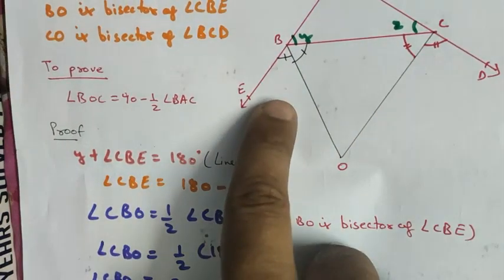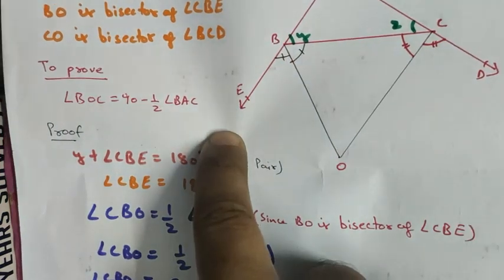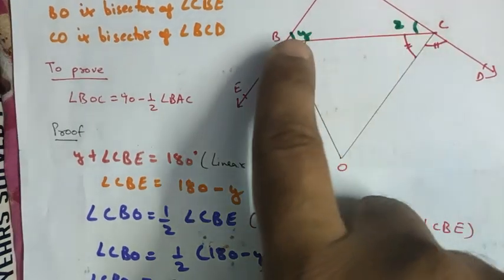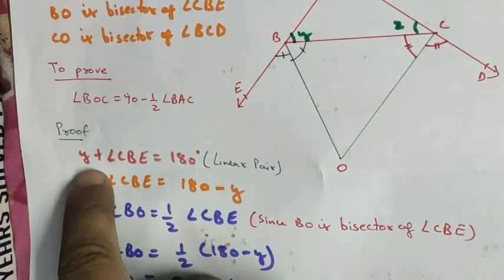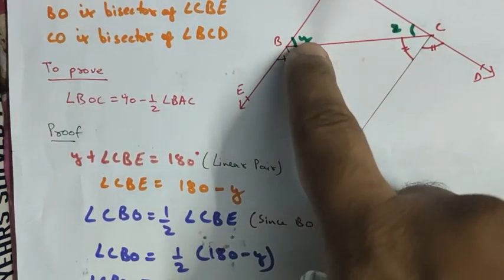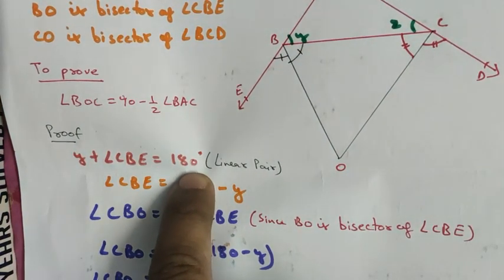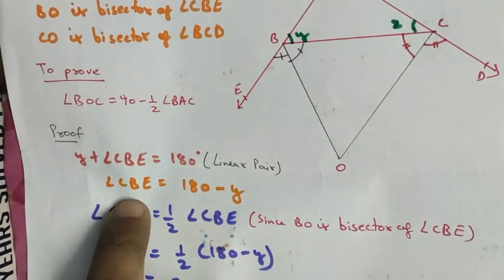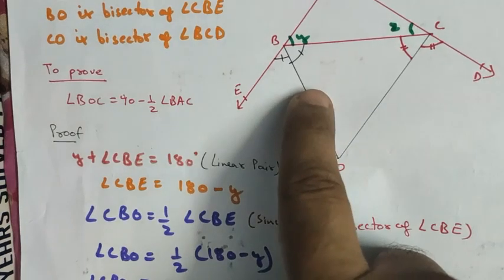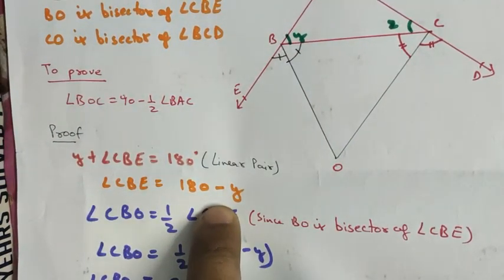So, first of all, by linear pair property, we can say that angle CBE and angle ABC is equal to 180 degrees, where in place of angle ABC I have directly written Y. Since AE is a straight line, angle Y plus angle CBE is equal to 180 degrees by linear pair property. Therefore, angle CBE will be equal to 180 minus Y. Hope this is clear.